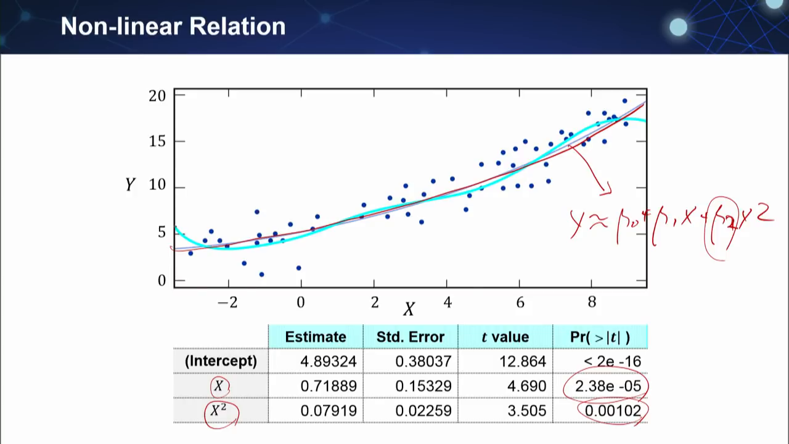However, this blue line is modeled with up to 5th order, which means it includes x to the 5th. This higher order model is going to have less RSS and higher R square, but it is too wiggly. Intuitively you can see this model is not a good model.